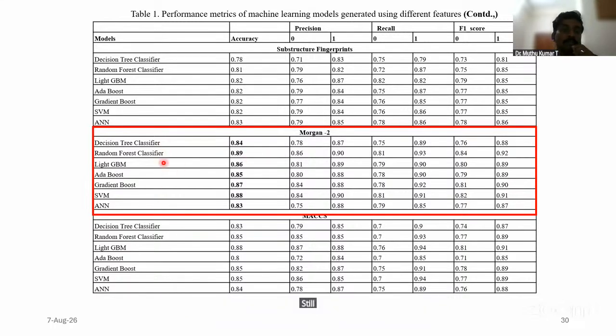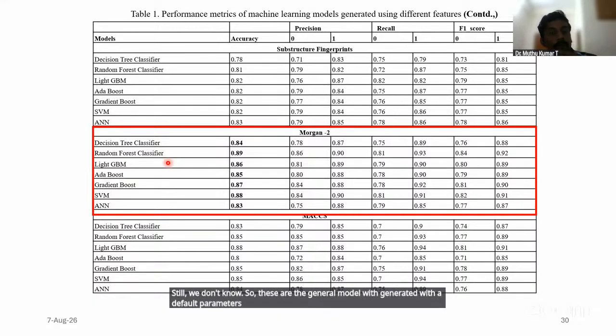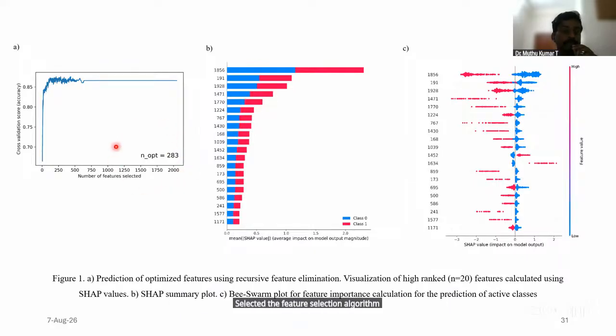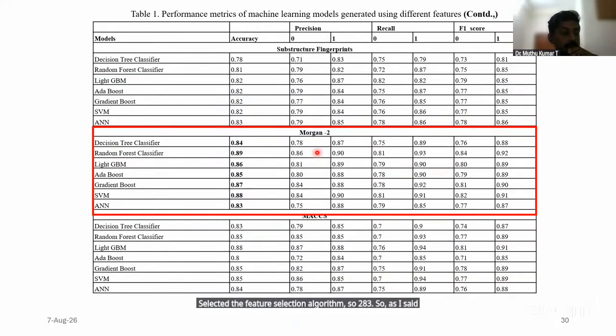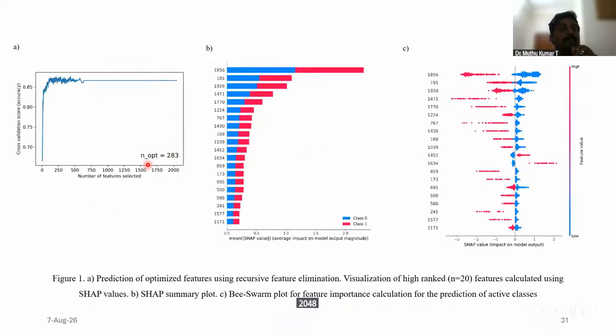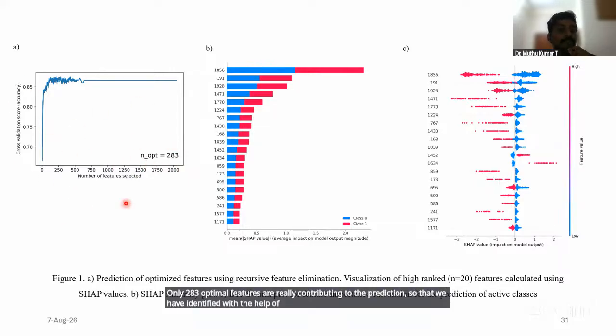Still we don't know, because these are the general models generated with the default parameters. So we have to fine tune them, to see which model will provide the best efficiency. For that, we have selected a feature selection algorithm. As I said earlier, the Morgan 2 fingerprint has 2048 features. From there, only 283 optimal features are really contributing to the prediction. That we have identified with the help of recursive feature elimination.